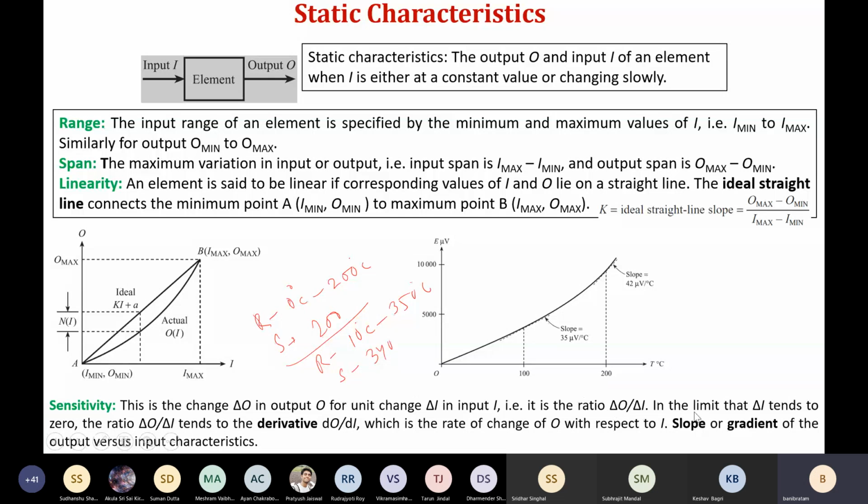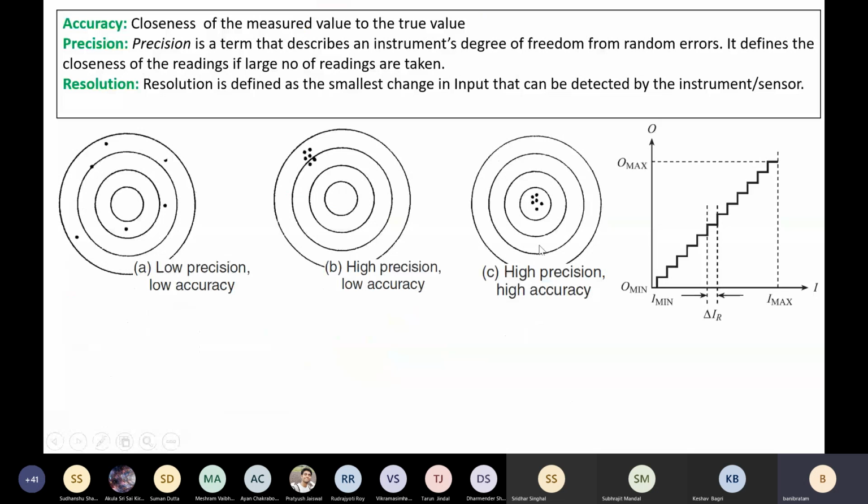And obviously, if the limit tends to 0, that delta output by delta input, we can write in the derivative form d output by d input, which is the rate of change of O with respect to I. So it is the slope or gradient of the output versus input characteristics. That is defined as the sensitivity. Just another 3 terminologies with respect to the static characteristics we will discuss, and then we will conclude for today.